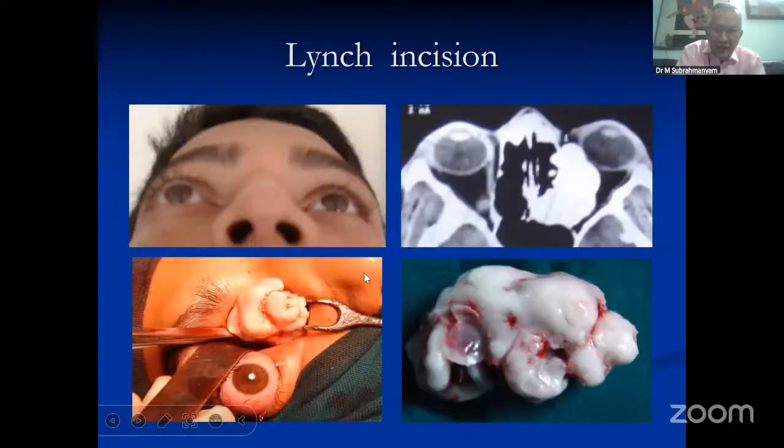So this patient had a huge osteoma from the ethmoid bone with proptosis, and the optic nerve is getting compressed. There are very few cases in the world literature where an osteoma of the ethmoid compressing the optic nerve has been reported. So it has been removed through a modified Lynch incision. You can see the shape of the osteoma. This is the attachment to the ethmoid, and this is the osteoma that has been removed through a modified, a little larger Lynch incision.